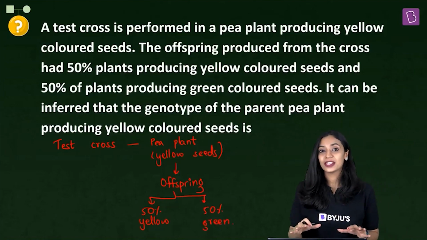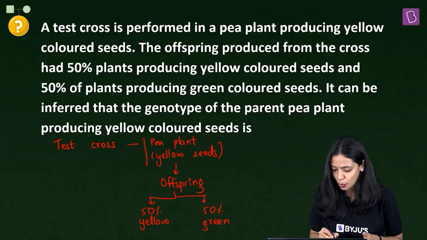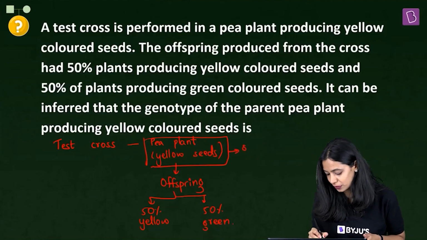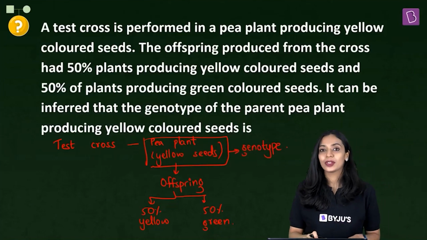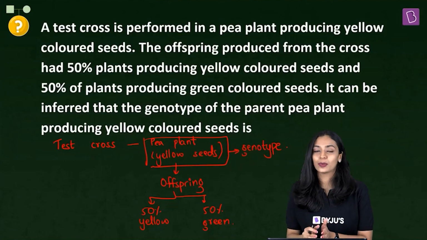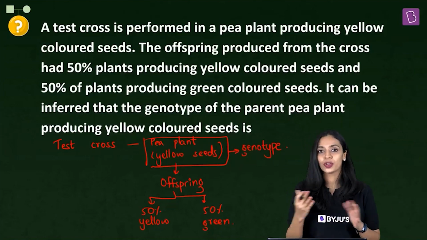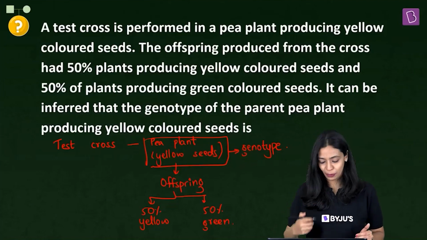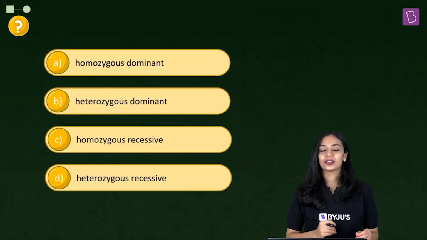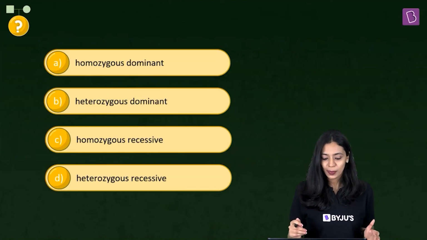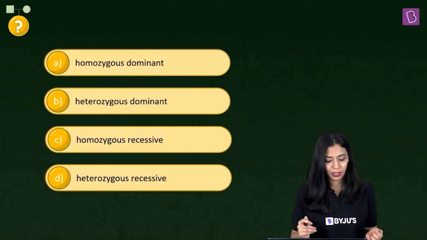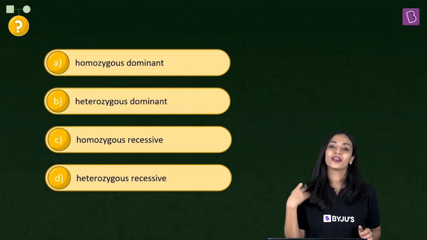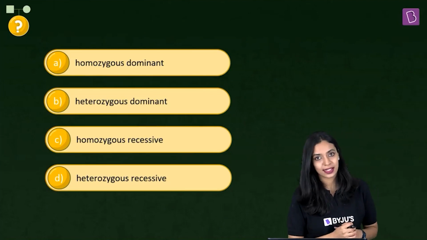Now, by making use of this information, we have to figure out the genotype of this parent pea plant. We know its phenotype, that it's going to produce yellow-colored seeds, but we don't know its genotype. Whether it is homozygous, heterozygous, dominant or recessive, we don't know. That is what we are required to figure out. Now, let's look at the options. Option A, homozygous dominant. Option B, heterozygous dominant. Option C, homozygous recessive. And option D, heterozygous recessive.